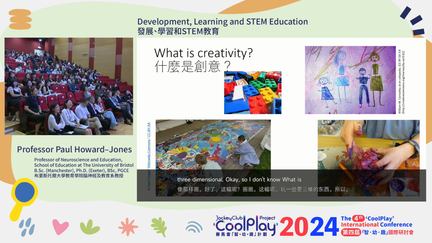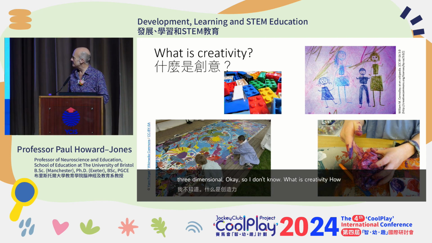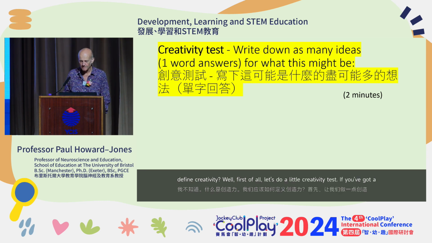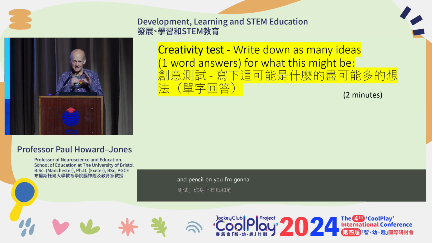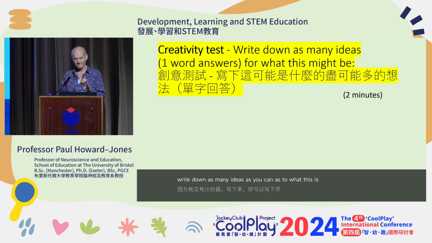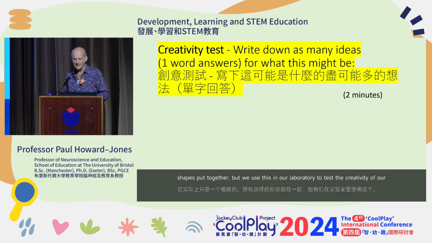What is creativity? How should we define creativity? Well, first of all, let's do a little creativity test. If you've got a paper and pencil on you, I'm going to show you a particular diagram, and I'm going to give you a couple of minutes, very approximately, because I haven't got a timer, to write down as many ideas as you can as to what this is. It's actually just a rough, random selection of shapes put together, but we use this in our laboratory to test the creativity of our participants.